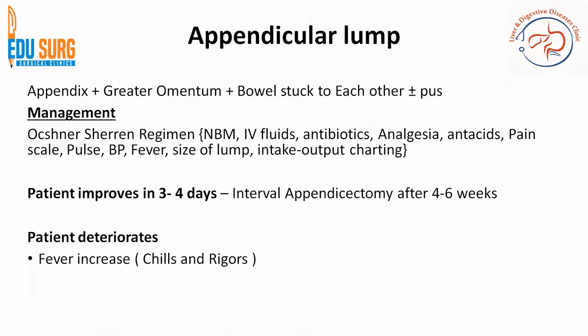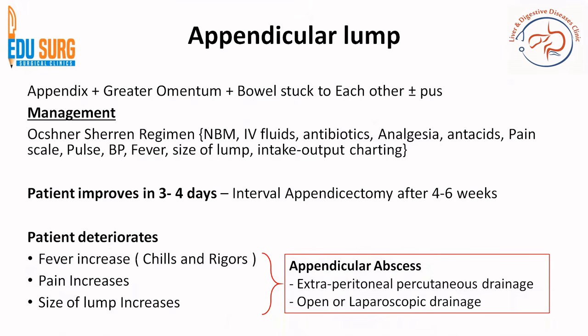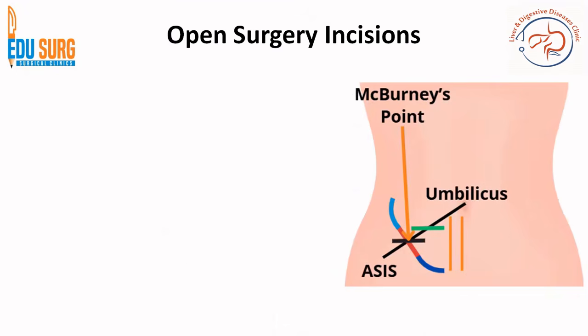If the patient deteriorates, like I said, the most common sign is increase in tachycardia. Other signs are increasing fever or pain or size of lump. These patients may be progressing to appendicular abscess. You will need a percutaneous drainage at least, or an open or laparoscopic drainage. Remember that at this point, tackling the appendix is not part of routine guidelines. The aim is only to drain the infection, the focus of sepsis, and then do an interval appendicectomy once the patient improves, after 4 to 6 weeks of the attack.